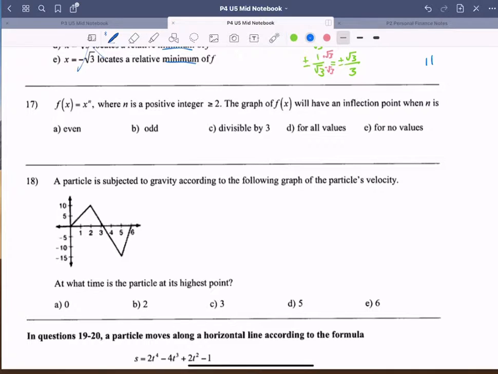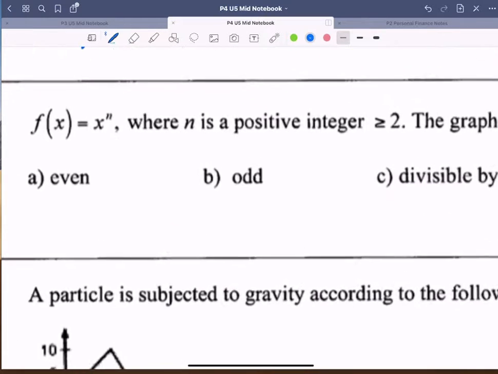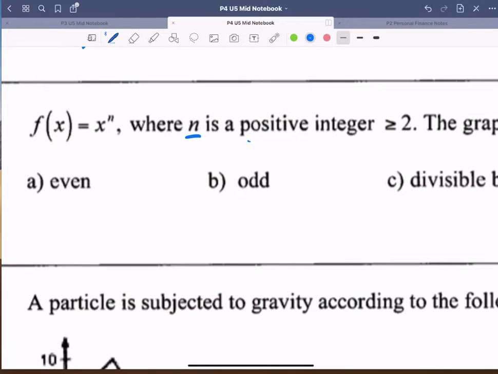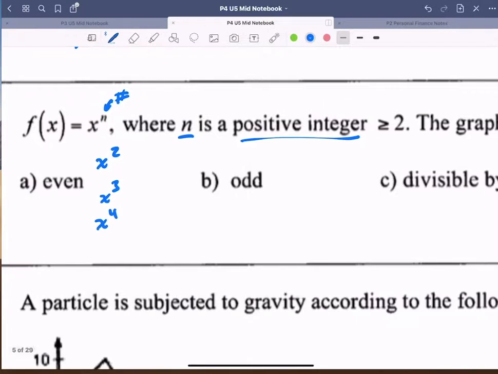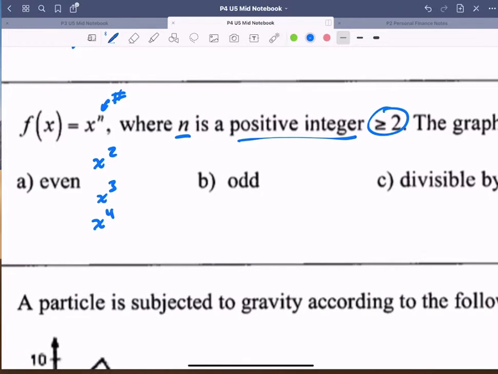So what is this problem saying, and then how can we go about solving it? Well, it's saying that n is a positive integer. So it's not a variable, it's a number. So this is some number. Let's say we have x to the second power, or x to the third power, or x to the fourth power. It's one of these numbers. It says it's an integer greater than or equal to 2, so all of these are possibilities. Integers means it's not a decimal, okay?